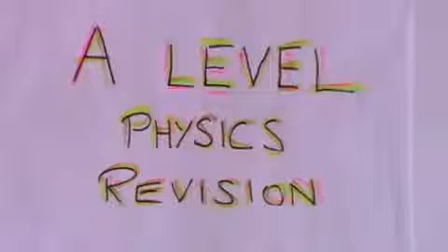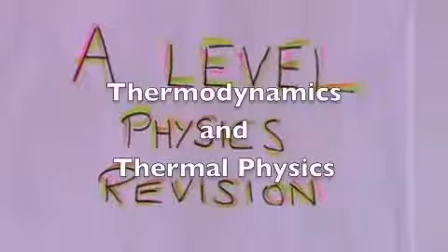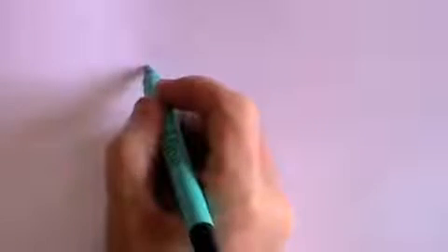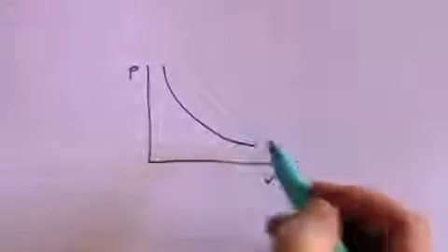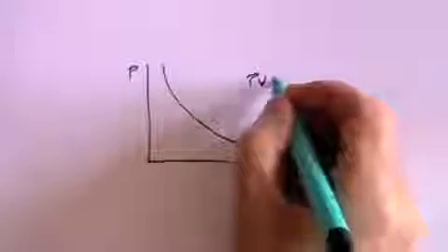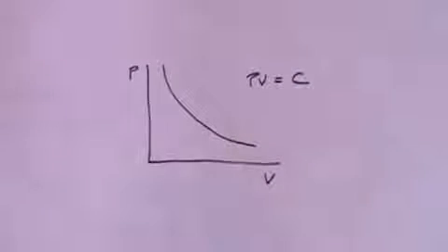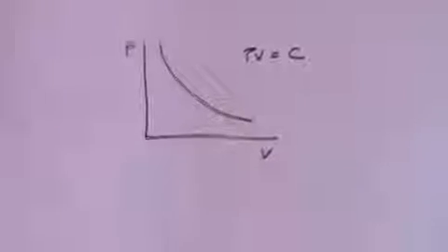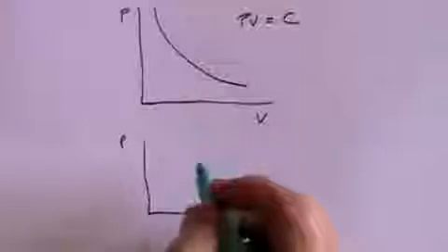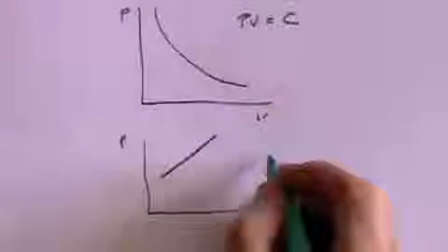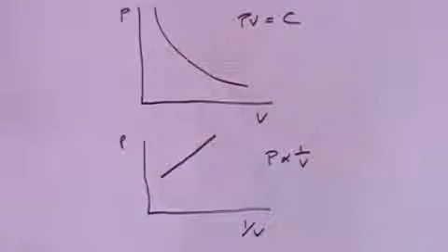Hello, today we are continuing in our A-level physics revision series, this time looking at thermodynamics and thermal physics. If you take an ideal gas, and we'll consider what one of those is in a moment, and for a given temperature, a constant temperature, you plot the pressure of that gas against the volume, you will get a curve like that, which satisfies the equation that the pressure times the volume is a constant, which for the moment we'll simply call C. If we were to plot pressure against 1 divided by the volume, then we would get a straight line, which suggests that pressure is proportional to 1 over volume. Remember that this is at constant temperature.